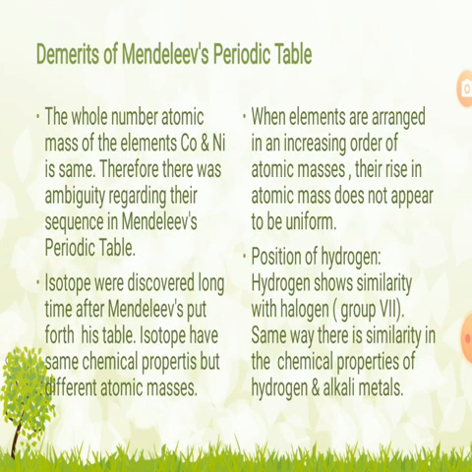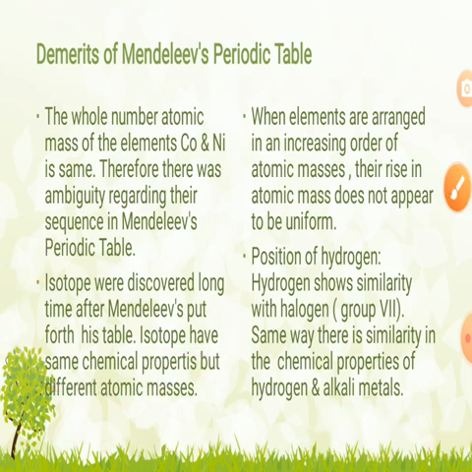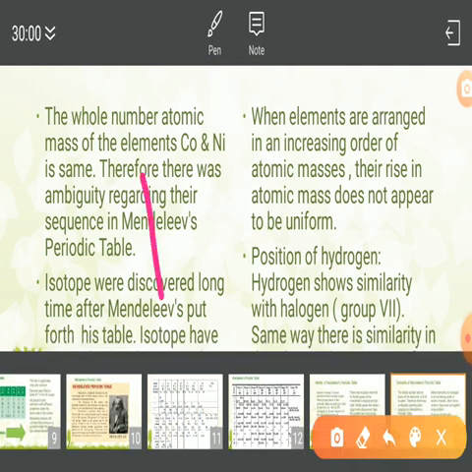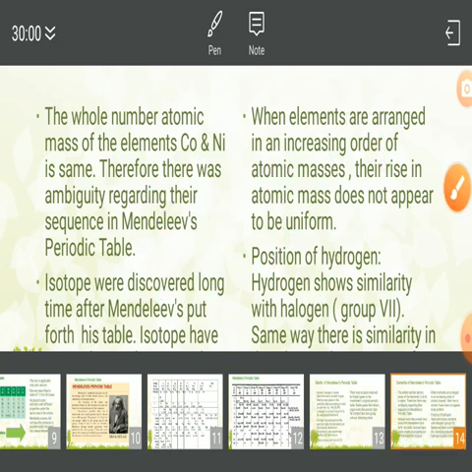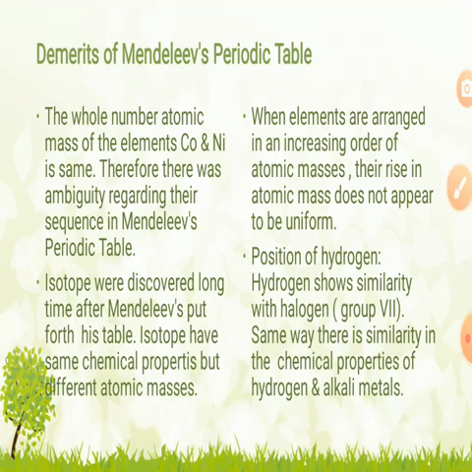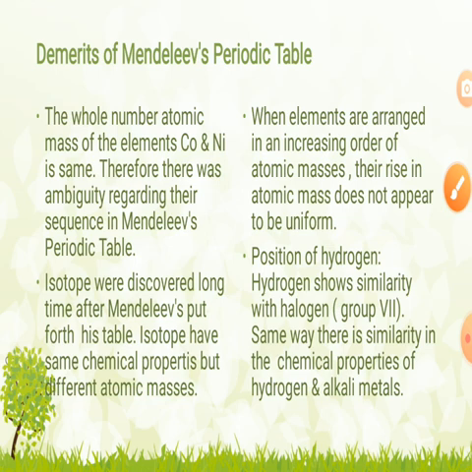The second one is isotopes. Isotopes were discovered a long time after Mendeleev gave his periodic table. And what do you mean by isotope? Isotopes have the same chemical properties but different atomic masses. I can give an example for hydrogen, that is deuterium, which is given by capital D. That is the isotope of hydrogen, deuterium. Okay, this was about isotopes.